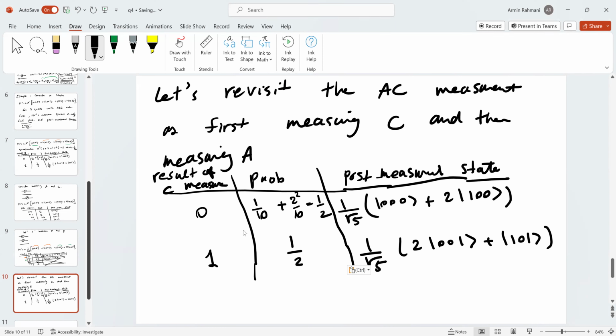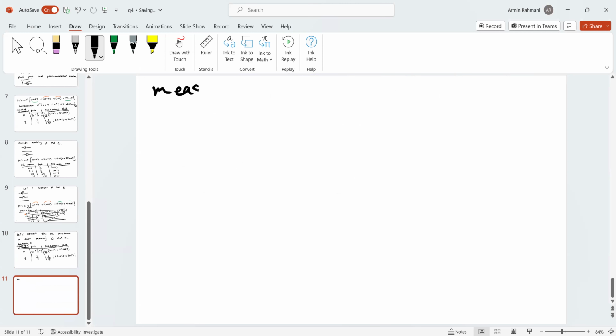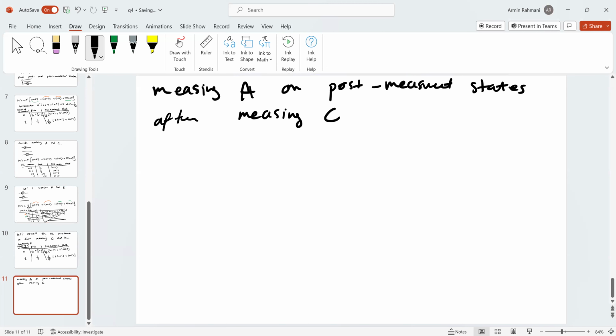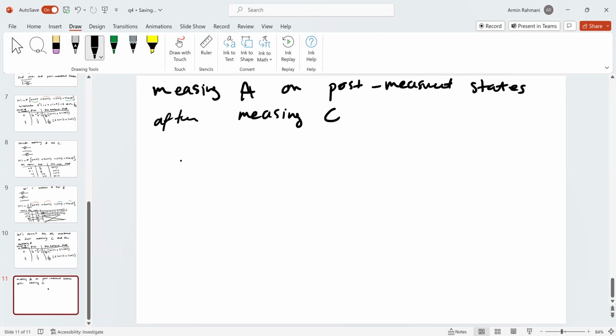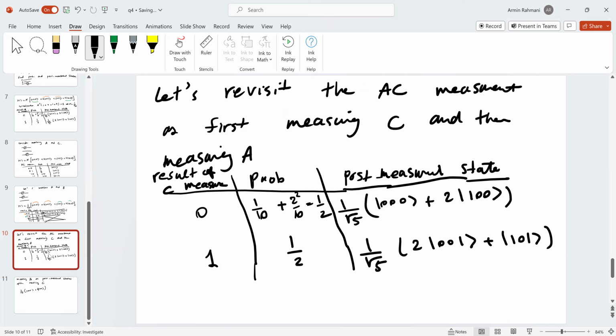Now let's say we take each of these cases and we measure A only. Okay? So if I take this state, so let's say measuring A on post-measurement states after measuring C. So there are two possibilities, right? So one of them is 1 over square root 5 times |000> plus 2|100>, right? That's the state over here.